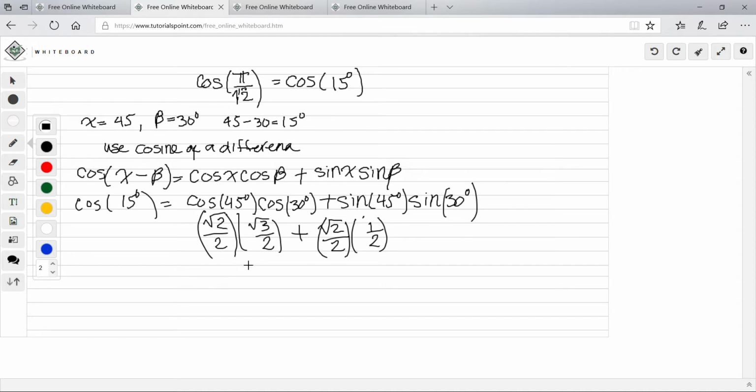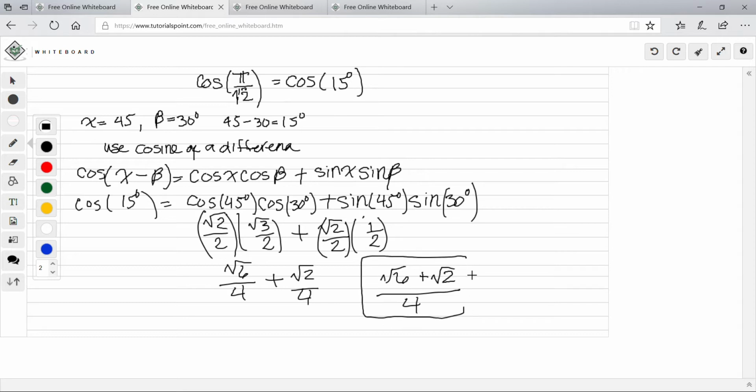So let's simplify. Root 2 times root 3 is root 6 over 4, plus root 2 times 1 is root 2 over 4. So it's just root 6 plus root 2, all over 4. So that's your final answer. Let's do another one.